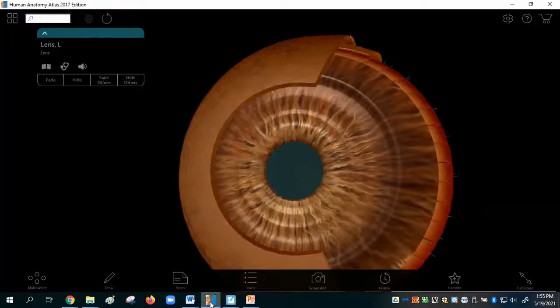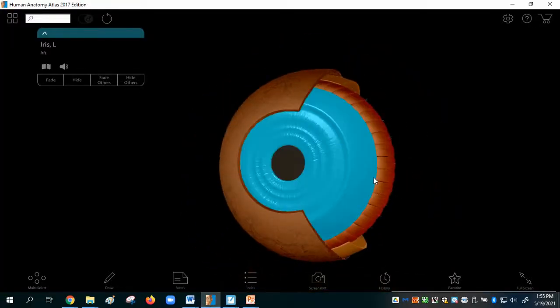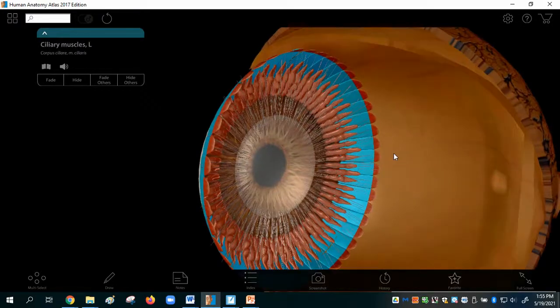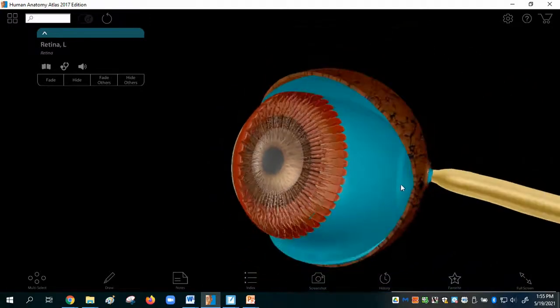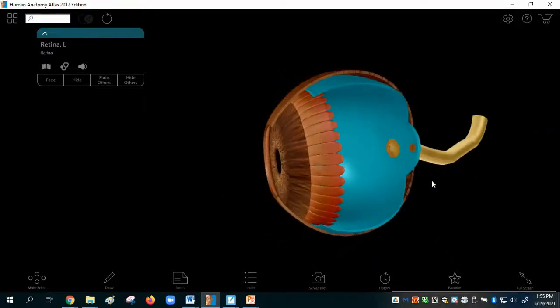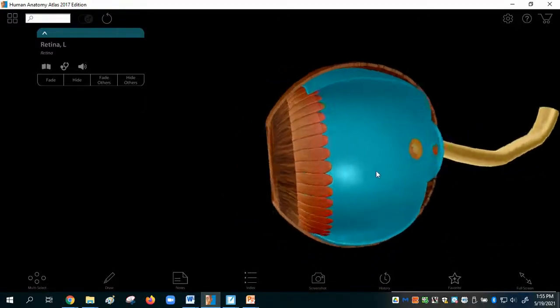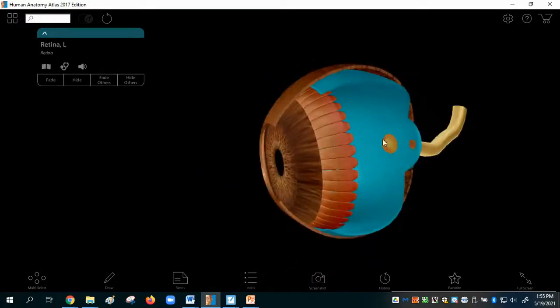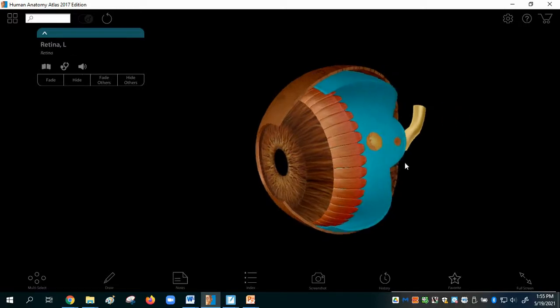All right, so if we look at our app, here's the iris, and right behind that, the ciliary body, and then our innermost layer is the retina. And you can see, even though it's cut open, it does take up the entire inside of the eye. And then notice where the optic nerve connects to the back of the eye is a special spot. That's the blind spot. It's also known as the optic disc. And that's actually a blind spot within the eye. This second spot is something that we'll talk about at another time.